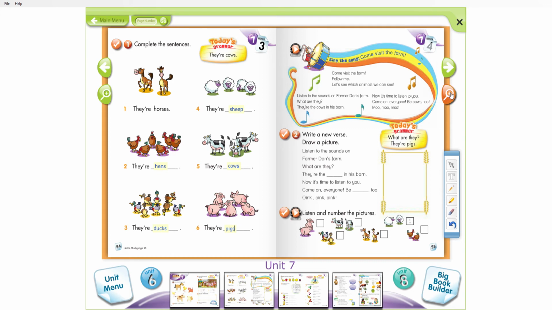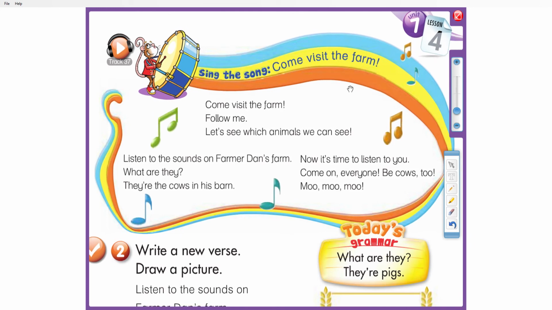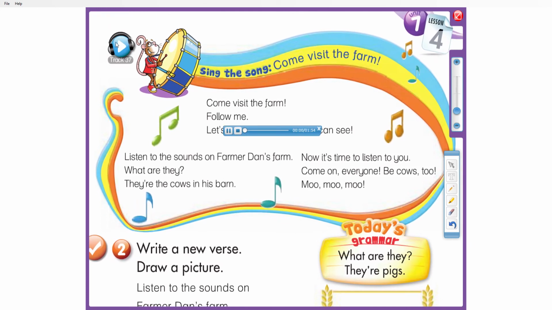Now, take page 55 and let's listen together to this song, Come Visit the Farm. Unit 7, Lesson 4, Exercise 1, page 55. Sing the song, Come Visit the Farm.